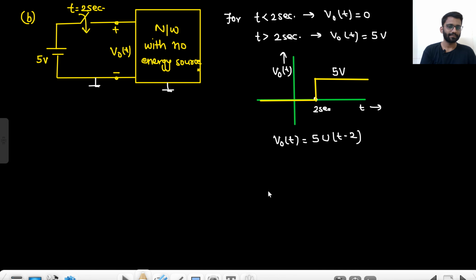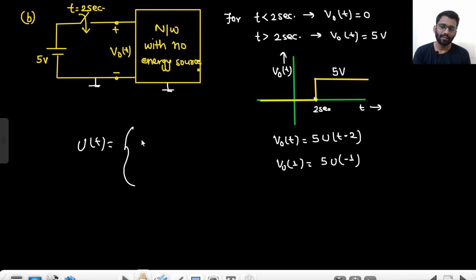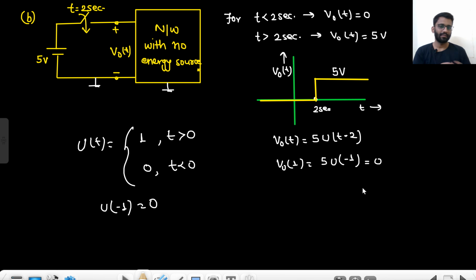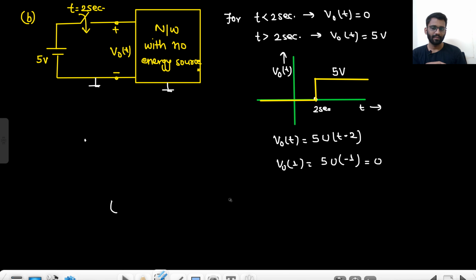Got it? How did I write it? Look, it will start from t equals 2 only, no? What will be the value at t equals 1? V0(1) will be 5 u(minus 1). What is the value of u(minus 1)? u(t) is 1 for t greater than 0 and 0 for t less than 0. That means u(minus 1) will be 0. And this is what you expect, right?